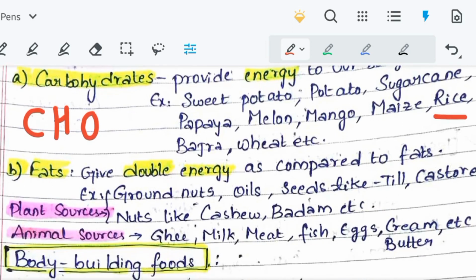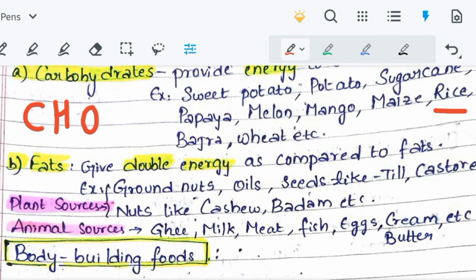Now let's talk about fats. Fats being hydrocarbons, they're mostly made up of hydrogen and carbon elements and they don't have oxygen. And the most important thing is they give double energy as compared to carbohydrates. Okay, so they give double energy as compared to the carbohydrates.